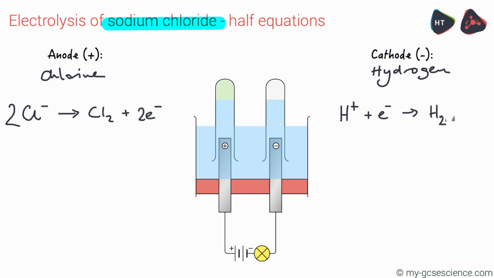There's 2 hydrogens here. We need to remember to balance this side of the equation as well. So we have to put a 2 here and a 2 here to make sure we've got the right numbers of hydrogens and the right balancing of charges. And it's as simple as that, really.